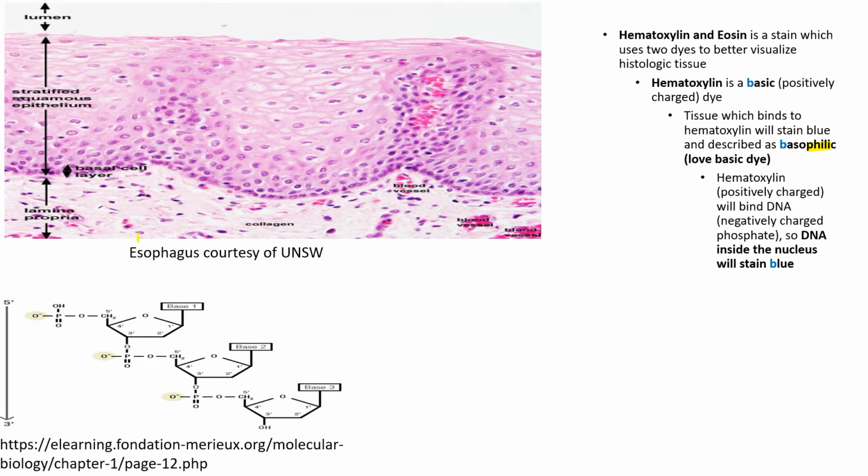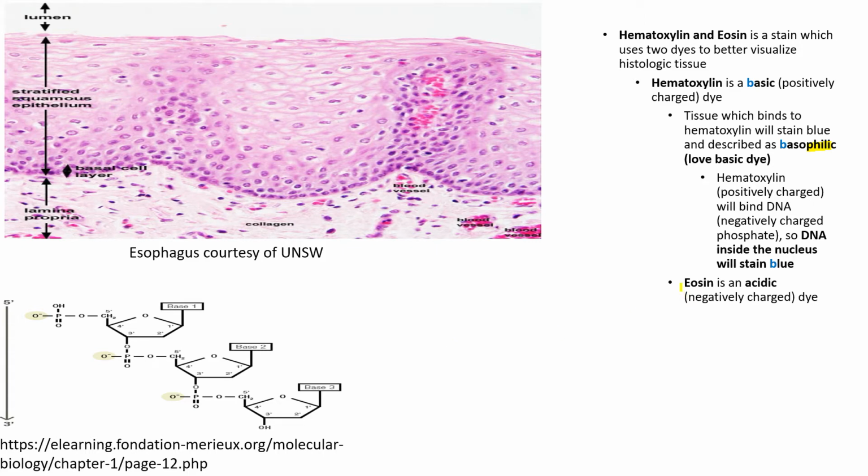So hematoxylin is positively charged, and so inside of a cell, the hematoxylin will bind to DNA because DNA has the negatively charged phosphate backbone. So DNA inside of the nucleus will end up staining blue.